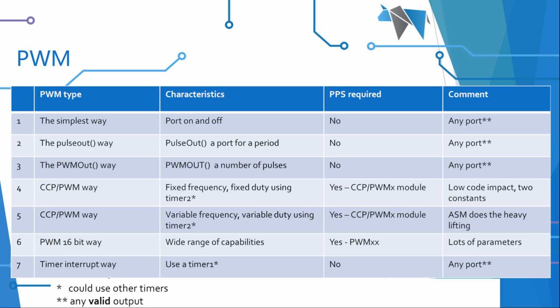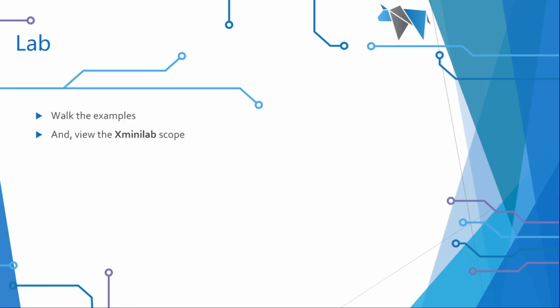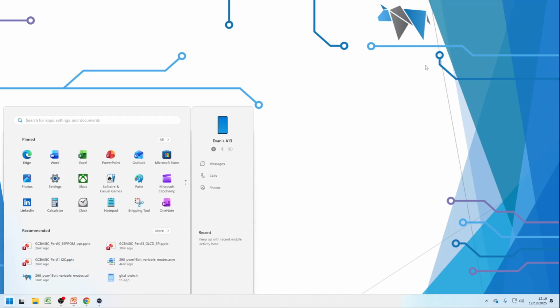And then number 7, a traditional way that we've got using a timer to send a pulse out. You can do it on any port, doesn't require any PPS. So many ways, and I'm sure there are others. So let's walk through the examples and view the results on this X Mini Lab scope. So let me get started.